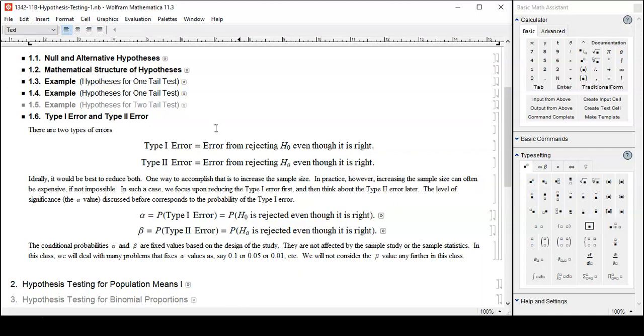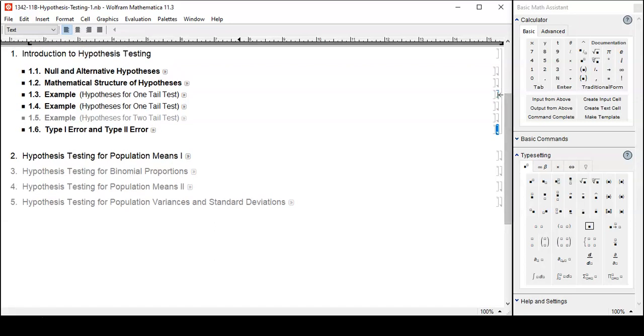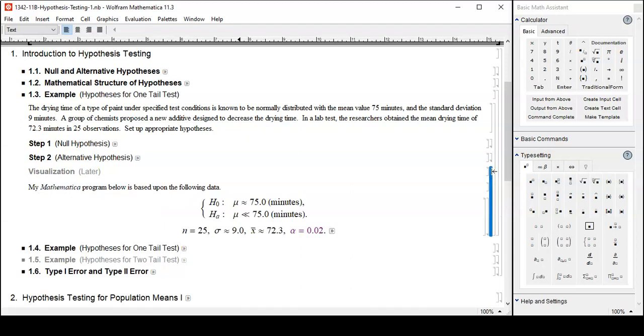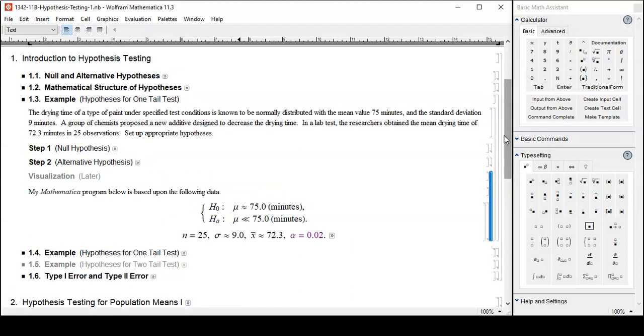How do we visualize that? One way to visualize is through something like this. Let's go back to the previous example problem about paint drying time.